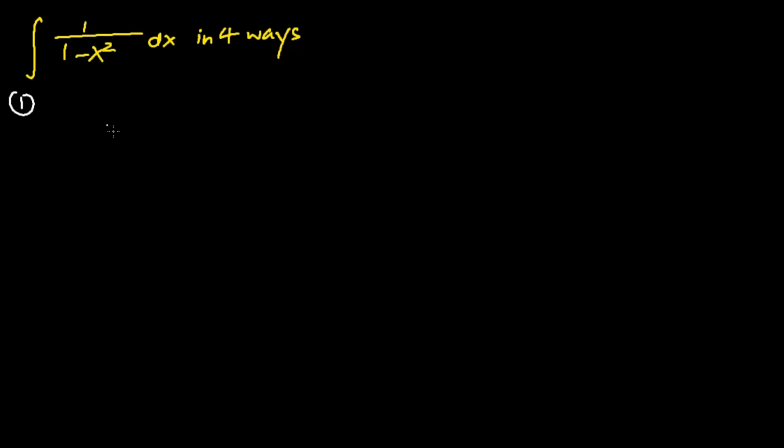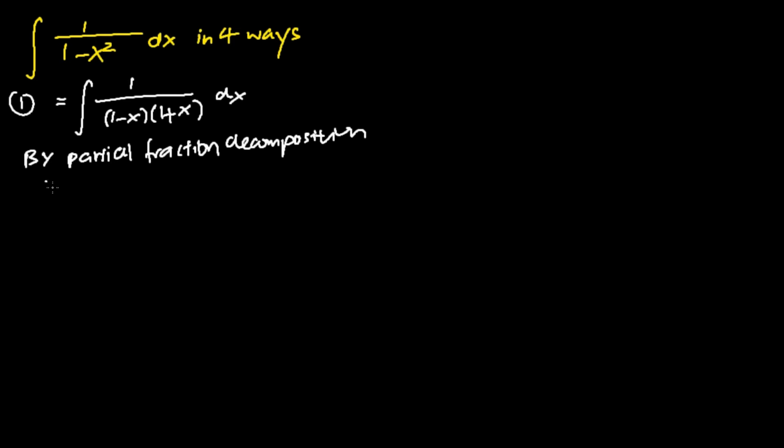The first way that we can do is to first split the denominator up into the following, which is 1 minus x, 1 plus x. Then we will apply the technique, which is the partial fraction decomposition. 1 over 1 minus x, 1 plus x is equal to a over 1 minus x plus b over 1 plus x, in which a and b are constants to be determined.